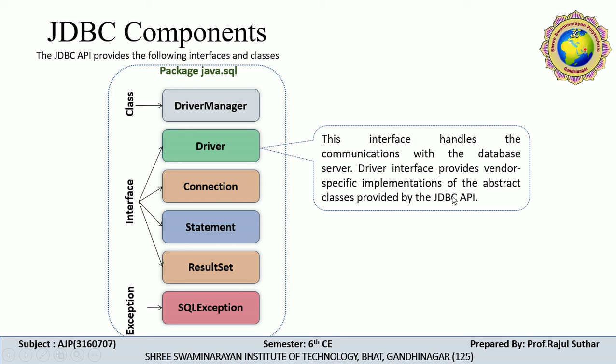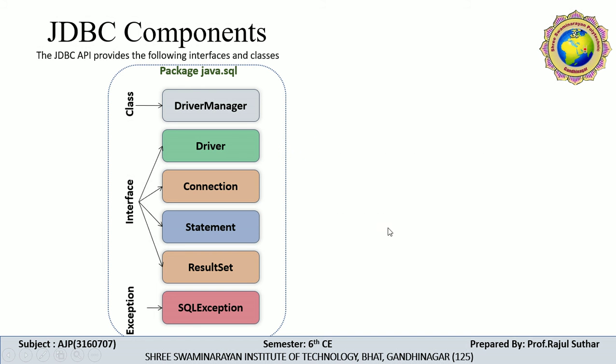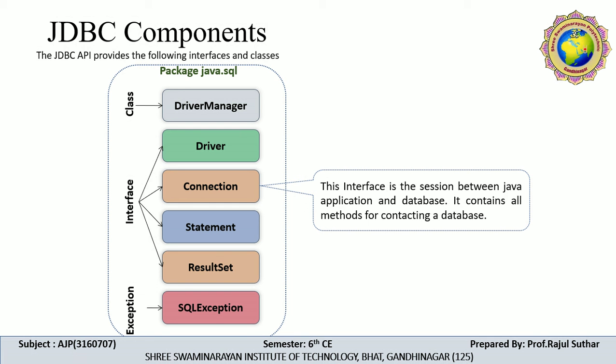Let me discuss the third component, which is Connection. This is an interface with all methods for connecting to a database. The Connection object represents the communication context, like all communication with the database is through the Connection object only. By using this interface, the session between the Java application and the database is created. Once the session is created, it contains all the methods for connecting to a database and its connection with the records.